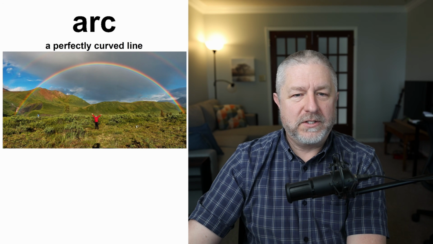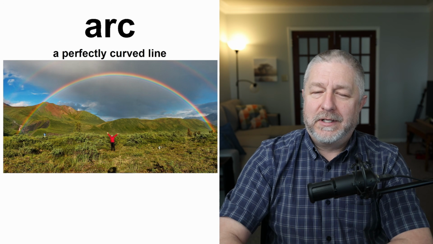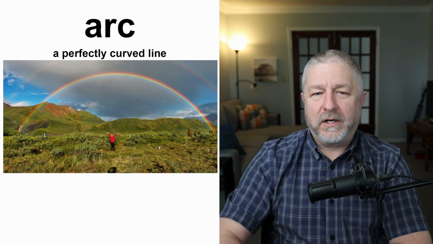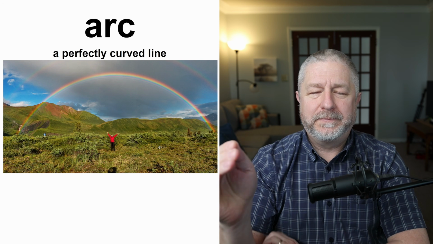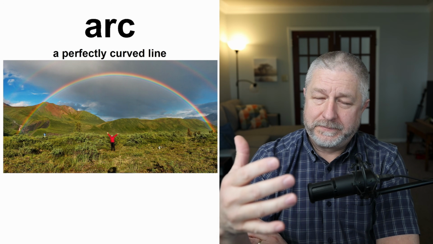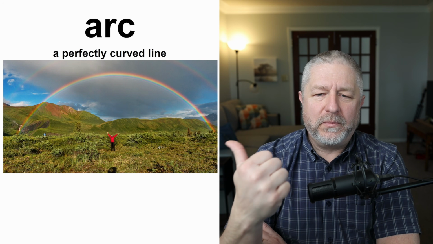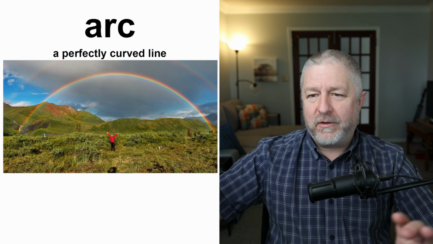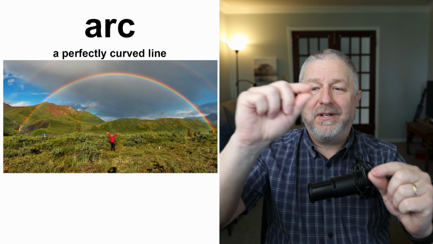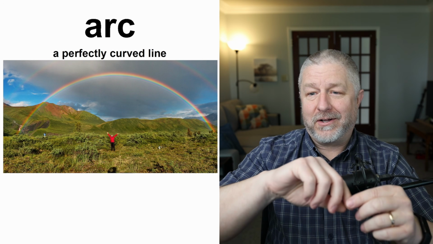Arc. So when I was researching this one, first of all, en français, on dit arc-en-ciel. So an arc is a perfectly curved line. Technically, an arc is part of a circle. But when you look at a rainbow, there's no other part, to my knowledge, of the shape. There's just the arc in the sky, arc-en-ciel.